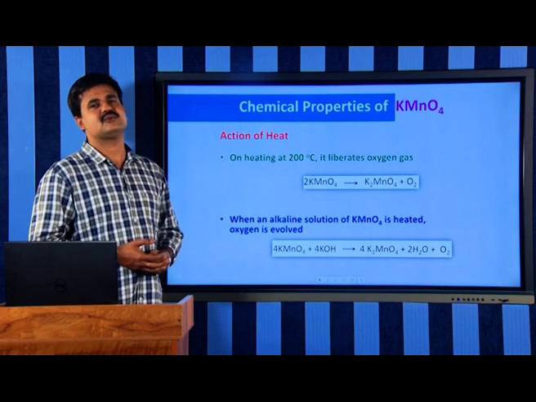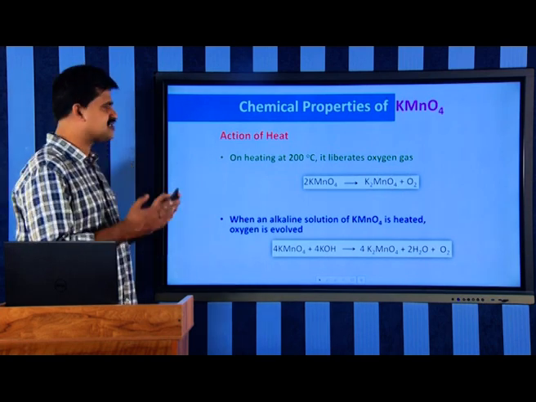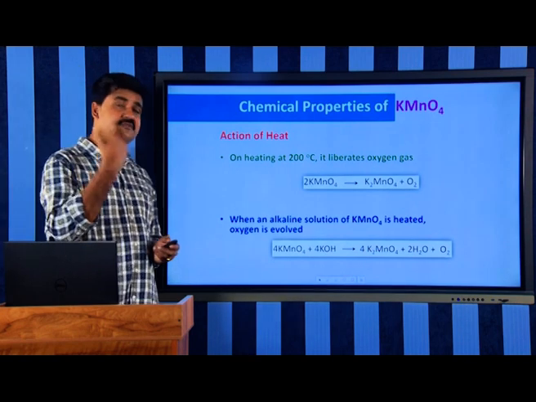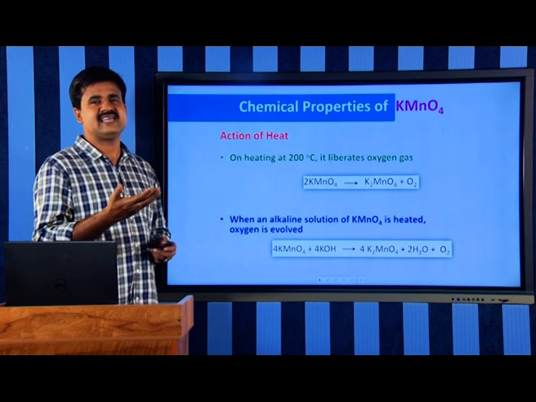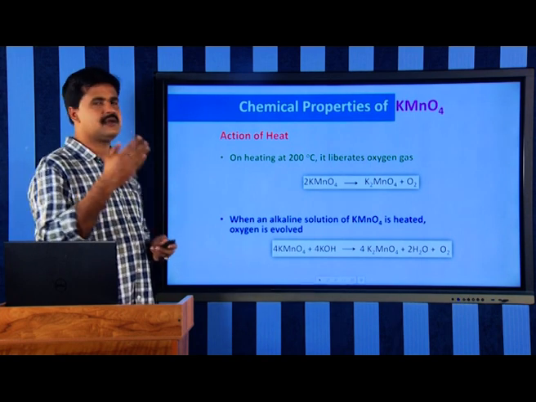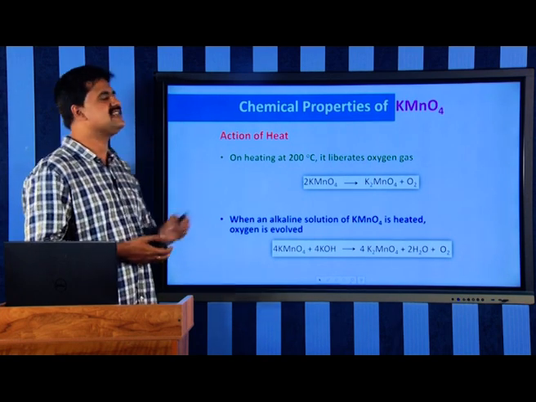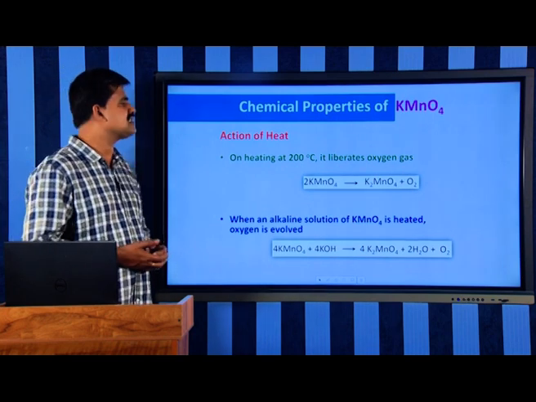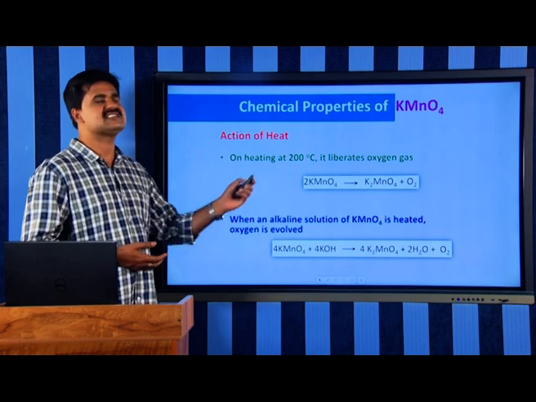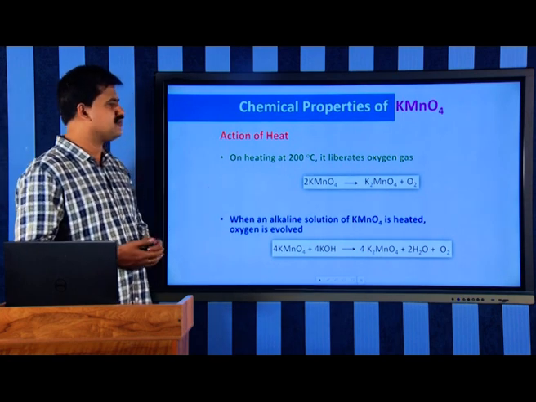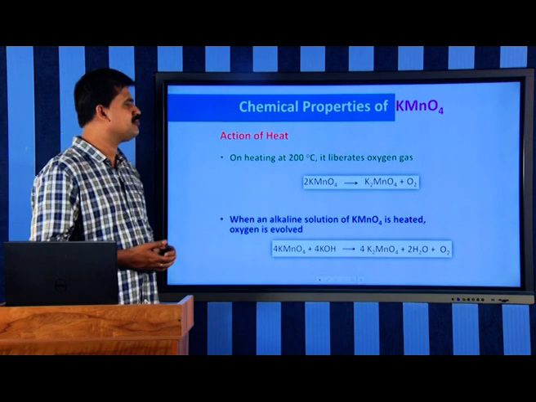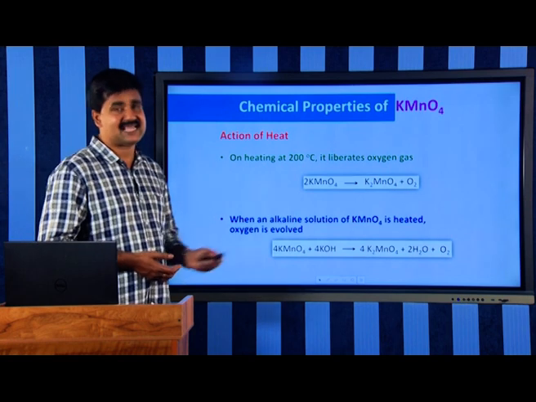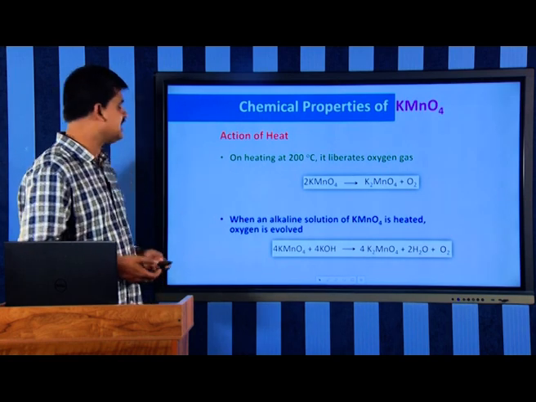Chemical properties of potassium permanganate. First of all, action of heat. Potassium permanganate, as in the case of potassium dichromate, is susceptible to thermal decomposition. On heating above 200 degrees Celsius, oxygen gas is liberated from potassium permanganate. This is as per this equation 2KMnO4 produces K2MnO4 plus oxygen. That is, the product of the reaction is potassium manganate and oxygen gas is liberated.